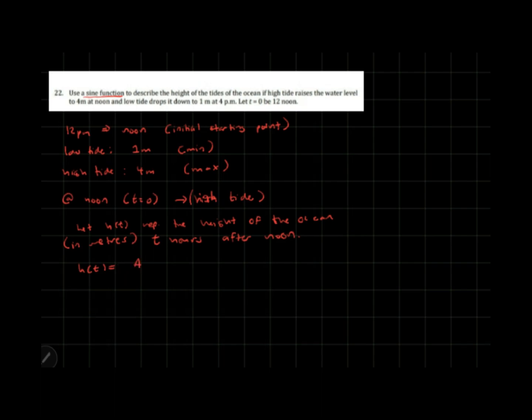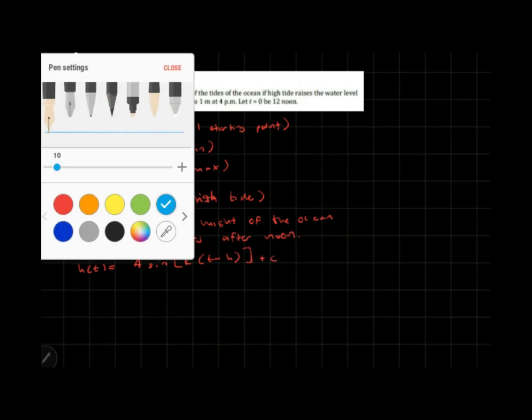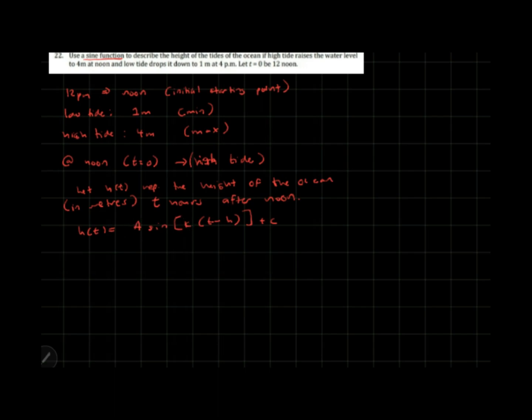H of t is equal to a sine k t minus h plus c, right? And in this case, a is the amplitude, k is the frequency. This t here represents the period. This h here is the horizontal shift. And the c here is the vertical shift. Right? Well, in this case, we want to look at this as the horizontal axis, right? Because we were just looking at behavior.